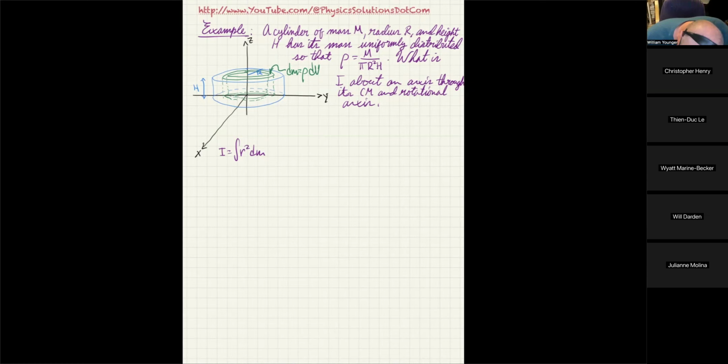So the radius is the actual r that we're using, and that's the radius from polar coordinates or cylindrical coordinates. So this is going to be the integral from r equals 0 to big R of r squared times rho. We already have rho, but now it's going to be 2 pi r h times dr, because the thickness here is dr, and of course the height is h.